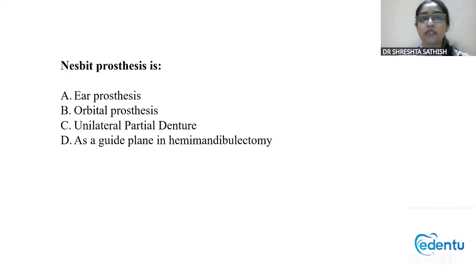What is Nesbit prosthesis? Nesbit prosthesis means it is a unilateral single tooth partial denture. Okay, it is a unilateral single tooth partial denture, which is called as a Nesbit prosthesis.